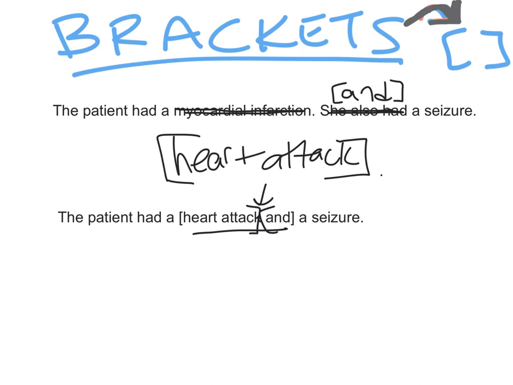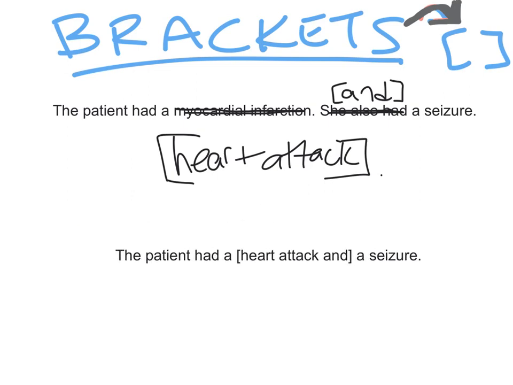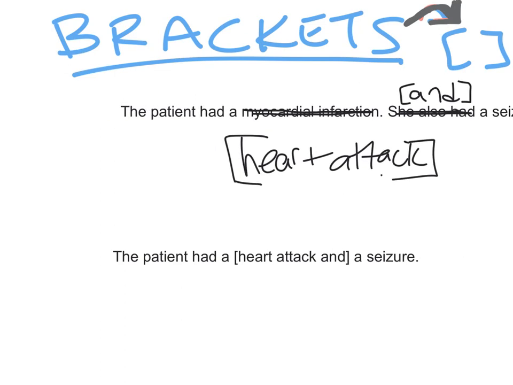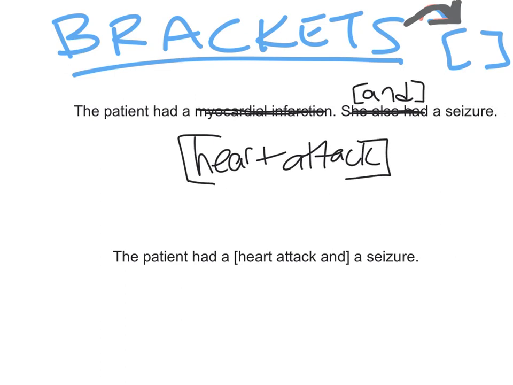And so you would need to put those two separately. And it could just look like that. The patient had a heart attack and a seizure. And you haven't changed the meaning. That's why it's okay to do this. So the original idea is still intact. The patient had a heart attack and a seizure is still the main idea of this sentence up here.